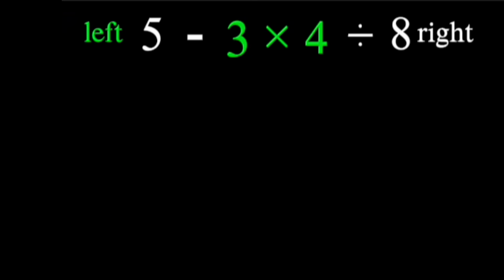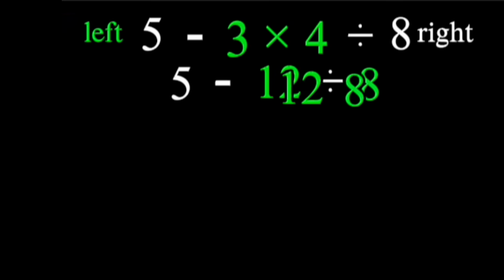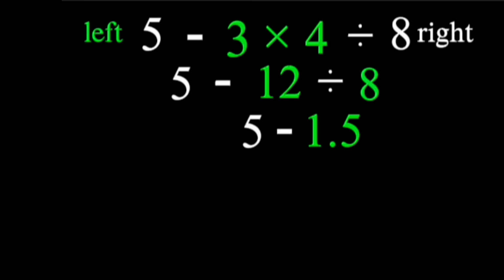Looking at the expression again, 5 minus 3 multiplied by 4 divided by 8. We see multiplication first. 3 multiplied by 4 gives us 12. Now the expression becomes 5 minus 12 divided by 8. Next, we perform the division. 12 divided by 8 gives us 1.5. Now the expression becomes 5 minus 1.5.